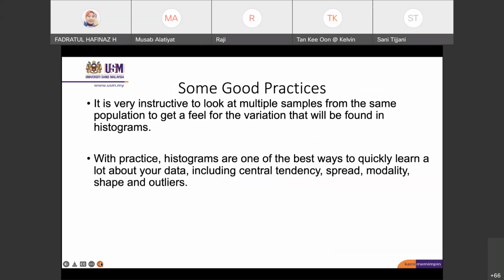Okay, some good practices. It is very instructive to look at multiple samples from the same population to get a feel for the variation that will be found in the histogram. With practice, histograms are one of the best ways to quickly learn a lot about your data, including the central tendency value, the spread, the modality, shapes, and also the outliers.